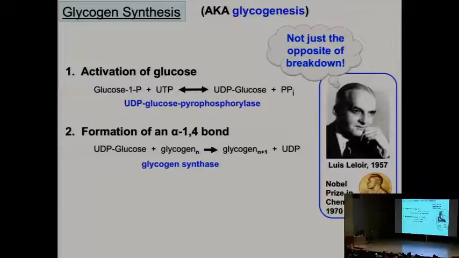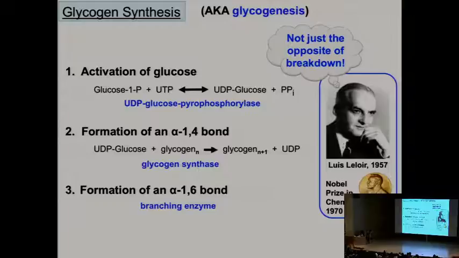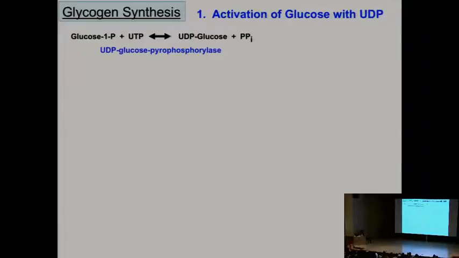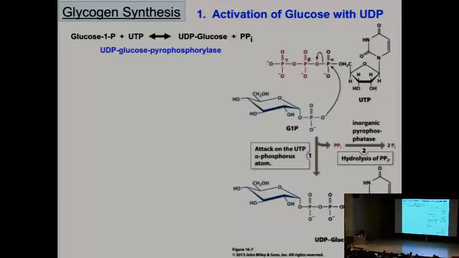After the glucose is activated, it's a little bit more analogous to glycogen breakdown. There's an enzyme that forms alpha-1,4 linkages to build linear chains, and then there's an enzyme that introduces branches. We're going to talk about all of these more in depth, but there are 3 steps, 3 enzymes. The first step, the activation of glucose with UDP, happens by the UDP glucose pyrophosphorylase enzyme, and this is its reaction. UTP is similar to UDP, except the nucleotide base is different. Instead of adenosine, it's uracil.